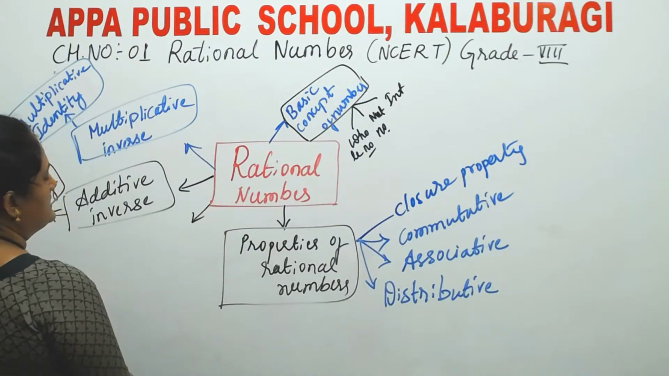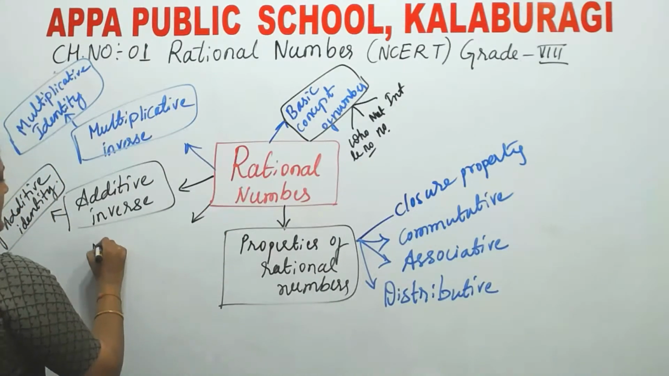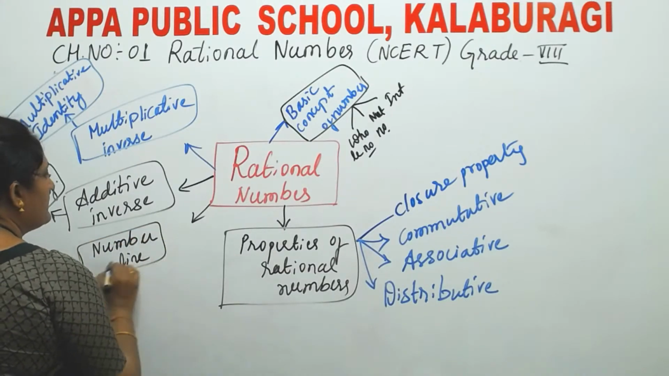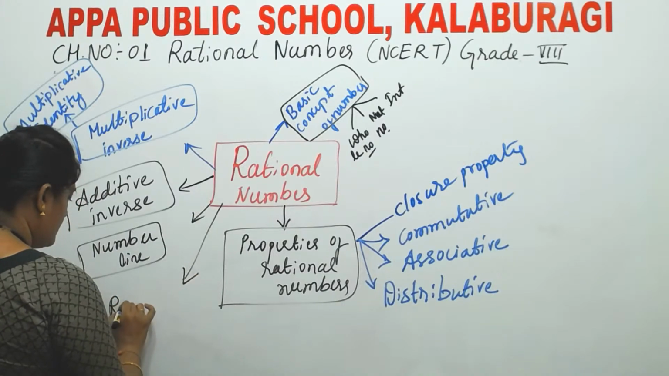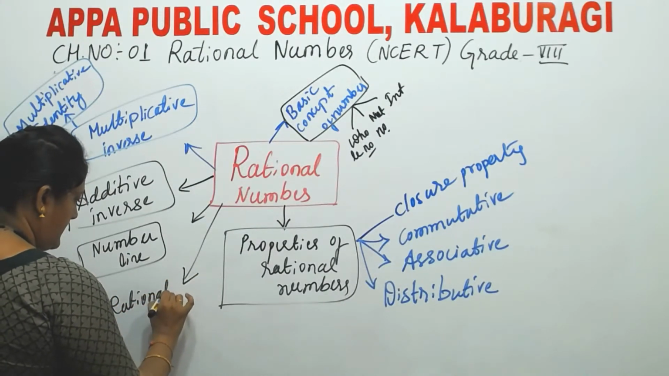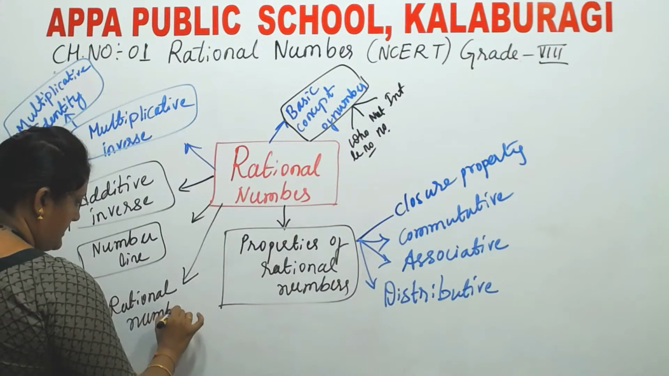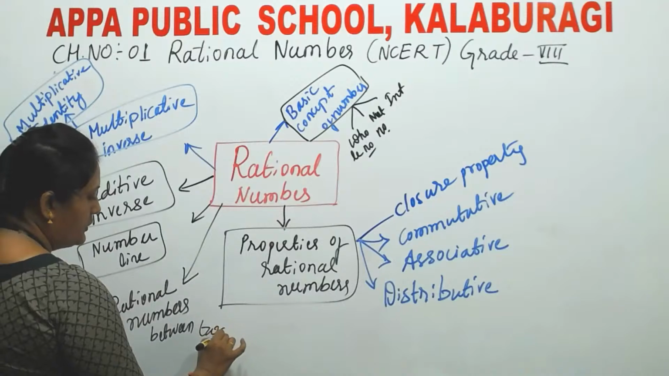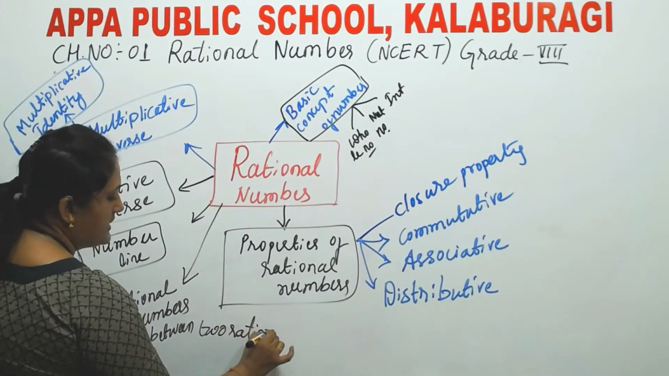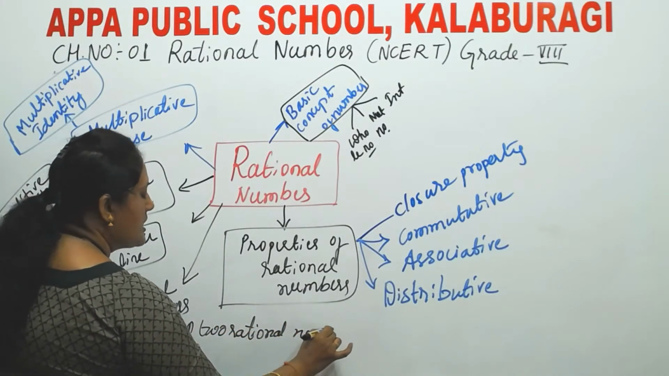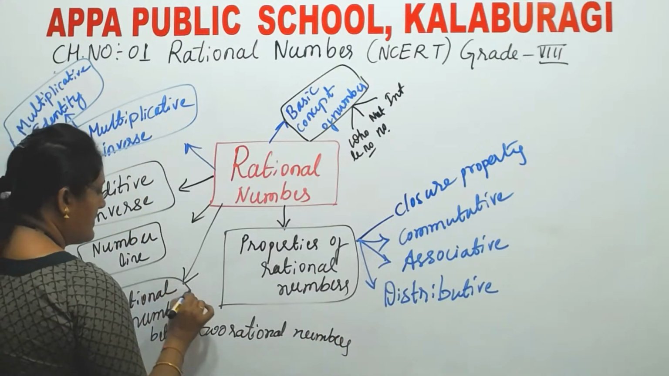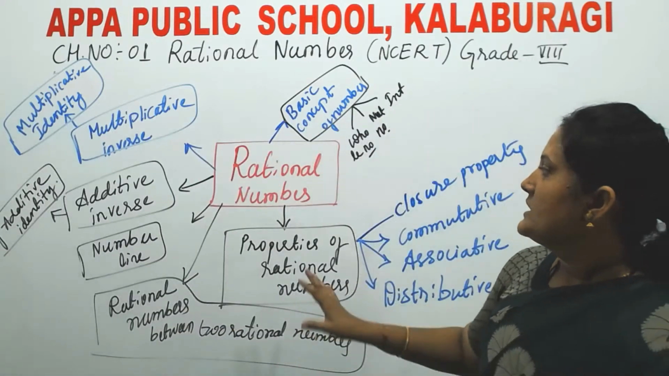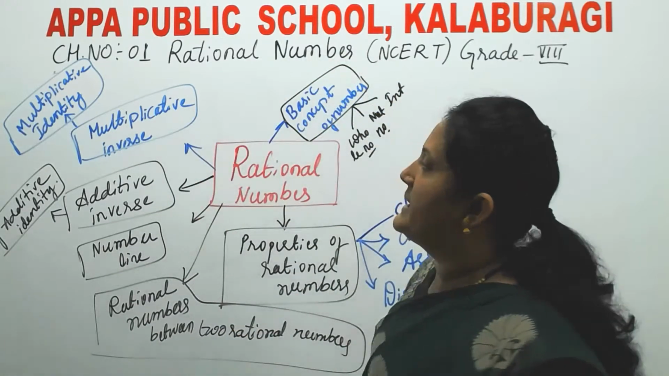Then we learned number line, and rational numbers between two rational numbers, right? So these concepts we have learned in this chapter, right? You should remember. Take a screenshot of this, no problem. See, in rational numbers we have learned these many topics, right?